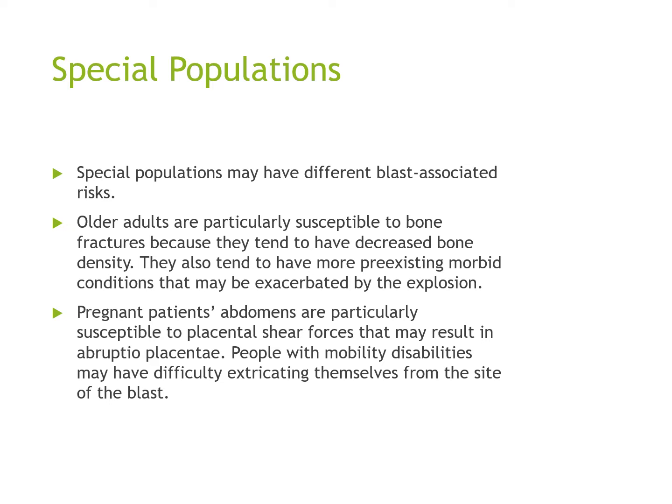Older people are susceptible to bone fractures because they have decreased bone density, and this can be exacerbated by the explosion. Pregnant patients apparently are susceptible to placental shear forces that may result in a rupture of the placenta. People with mobility disabilities may have difficulty extricating themselves from the site of the blast. So maybe the building blows up and they see people running, and people who can't walk can't get away as quickly as they would like to.